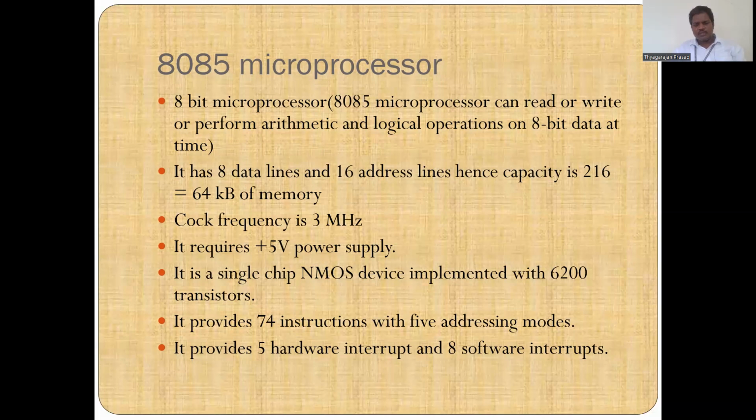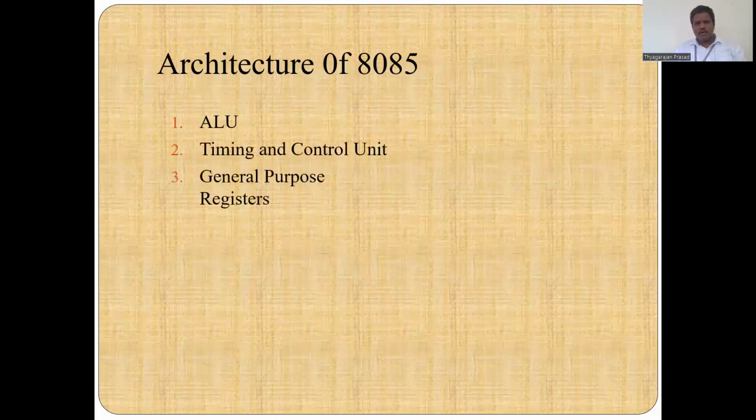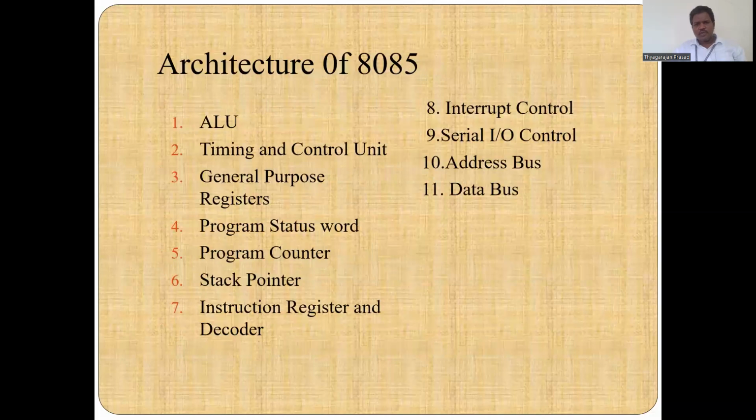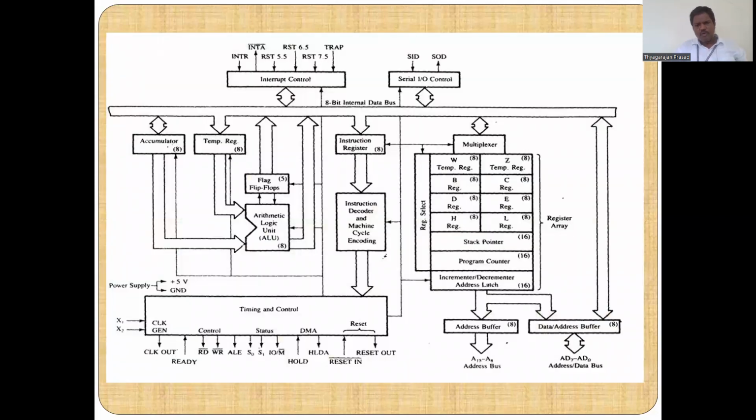In this fabrication, some architecture blocks are there. The blocks we are calling the architecture of 8085, also called the fundamental blocks of 8085. Here they are: ALU, timing and control unit, general purpose registers, program status word, program counter, stack pointer, instruction register and decoder, interrupt control, serial IO control, address bus, and data bus. These are the different blocks in the architecture of 8085.